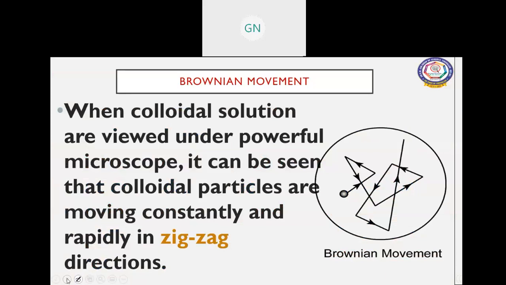Let us see the colloidal solution shows some important features. What are they? Brownian movement. When a colloidal solution is viewed under a powerful microscope, it can be seen that colloidal particles move in a zigzag direction. See, this zigzag direction movement is known as Brownian movement.